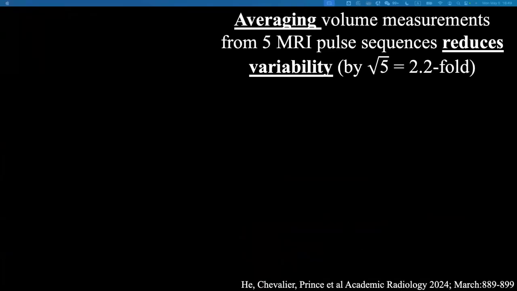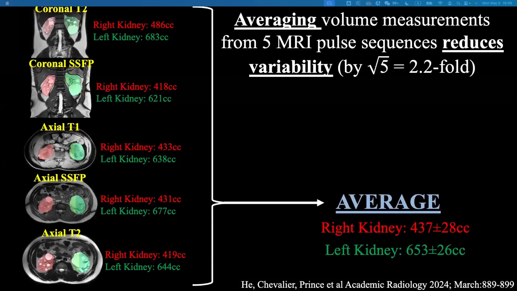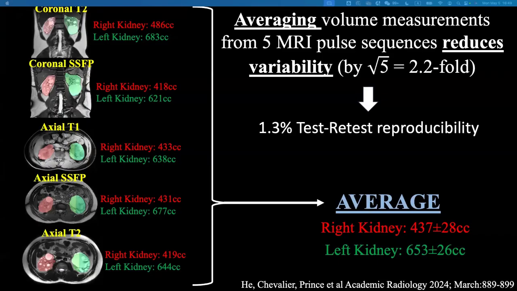So to reduce such variability, we take all available sequences and average them. That brings down the variability by the square root of the number of MRI sequences being averaged. In this case, it is the square root of 5, which is 2.2-fold. This wouldn't be feasible manually, but with our deep learning model, it's easy and fast. Using this, we see a 1.3% test-retest reproducibility.